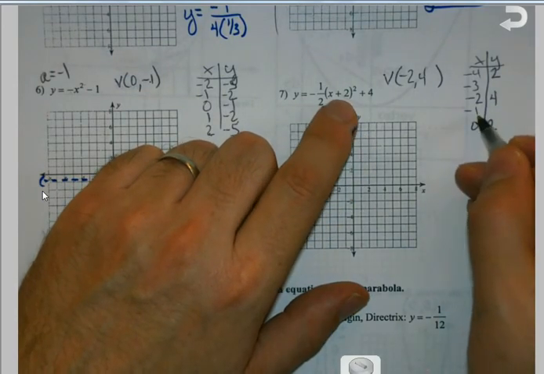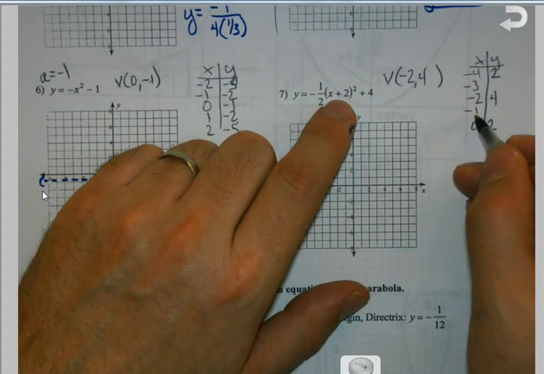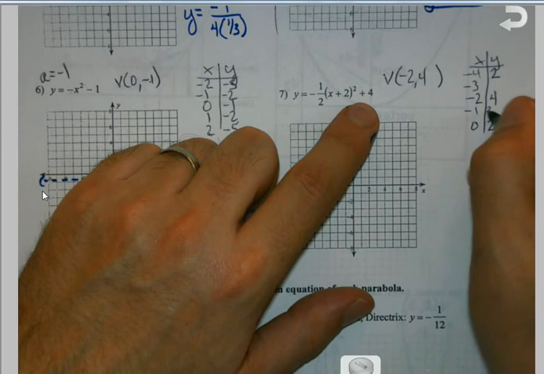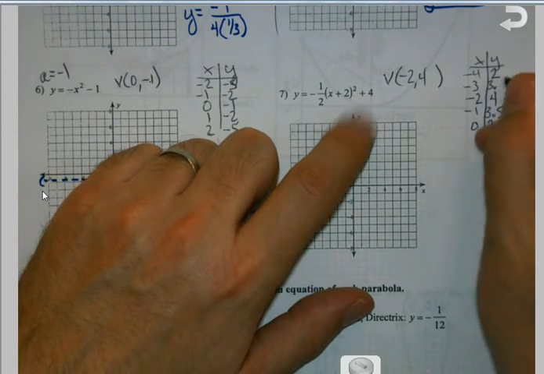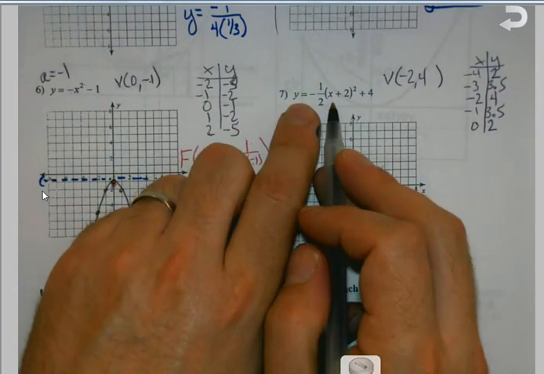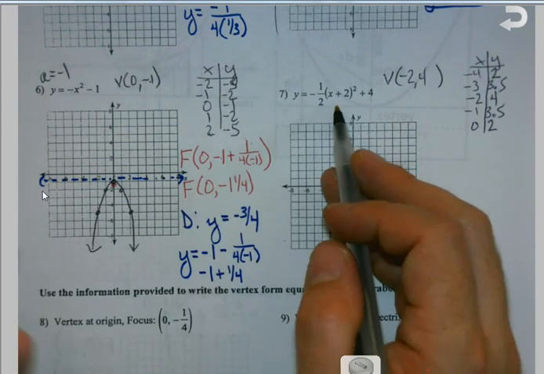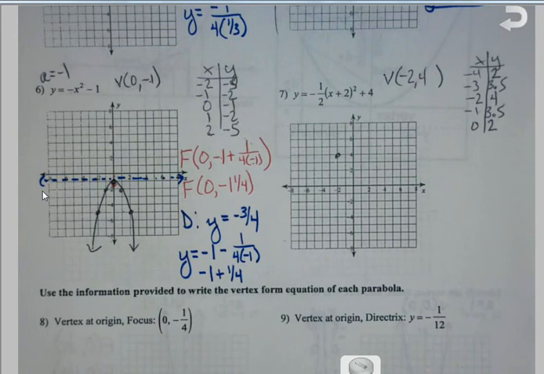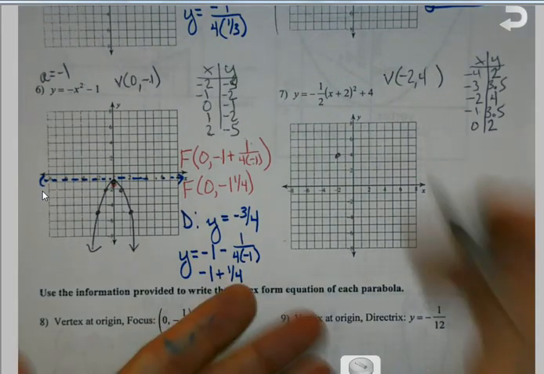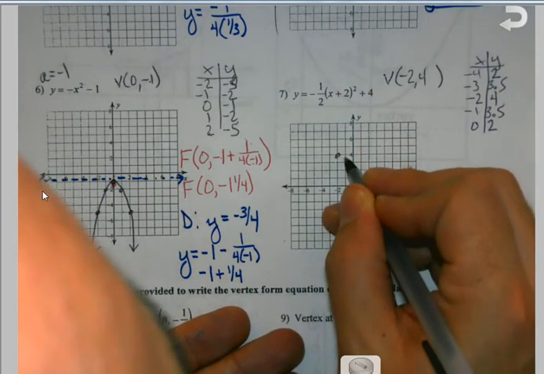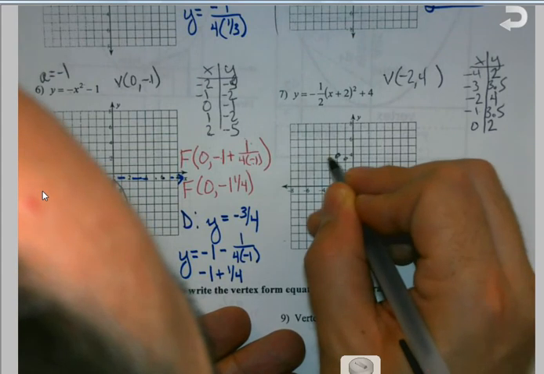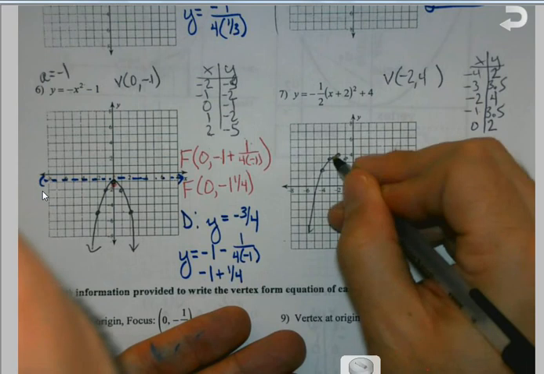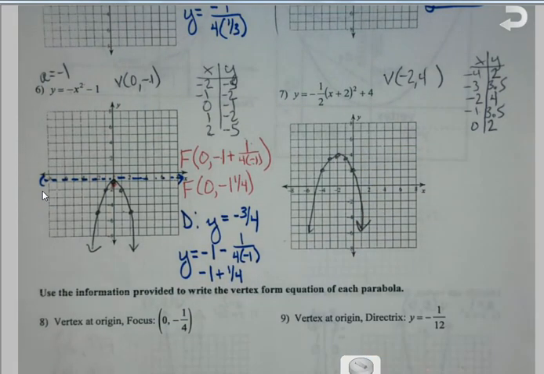Negative 1 plus 2 would be 1. 1 squared is 1. Negative 1/2 times 1 is negative 1/2. Plus 4 is 3.5. And again, if you want to type this in the calculator and just use the table function, you can. If you want to plug in your x values in here and type that into the calculator because you're not real confident with that, that's okay. But otherwise, I can get those guys working.